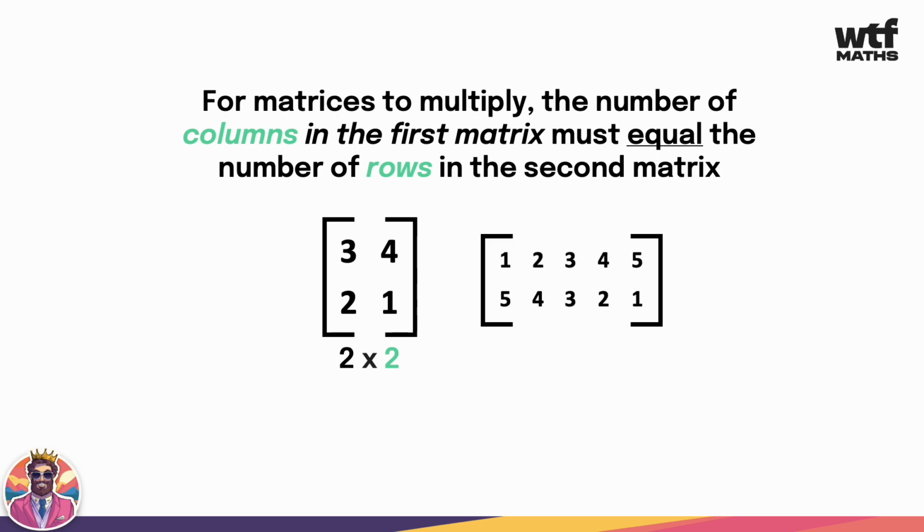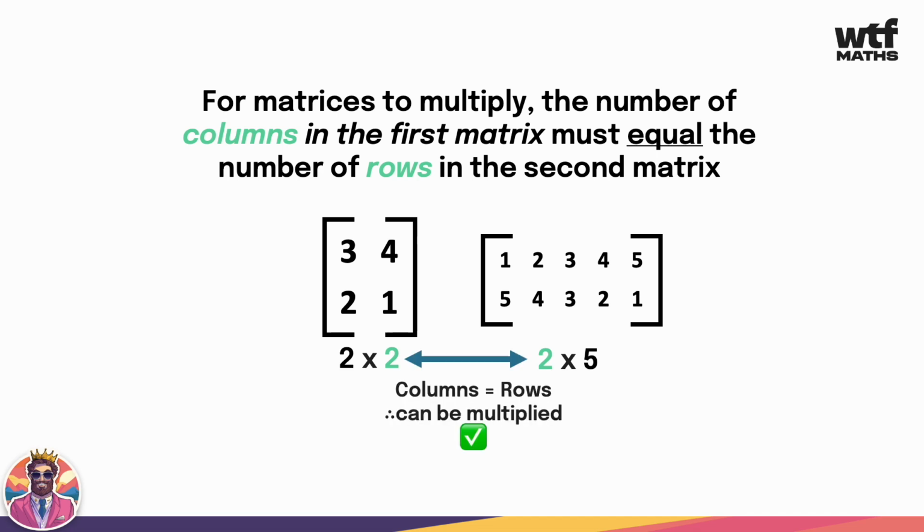Let's look at a different matrix. So this matrix here is of a different dimension. It is a 2 by 5. But if we compare the columns in the first with the rows in the second, they are still the same. Therefore, these matrices can still be multiplied.